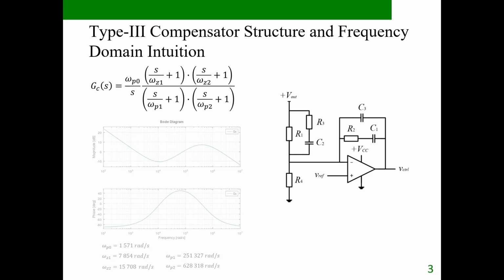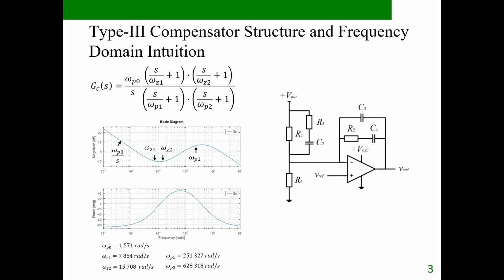Now, looking at the Bode magnitude and phase for this example, at low frequency, the pole at the origin creates the familiar minus 20 dB per decade slope. The first zero flattens the slope and begins the phase increase. The second zero continues the phase rise, creating the characteristic Type 3 phase hump. After the phase peak, the first high-frequency pole pushes the gain down, and the second high-frequency pole further accelerates the roll-off and suppresses high-frequency noise.